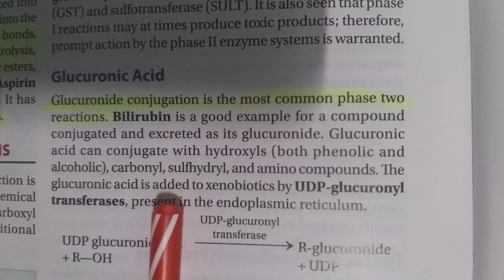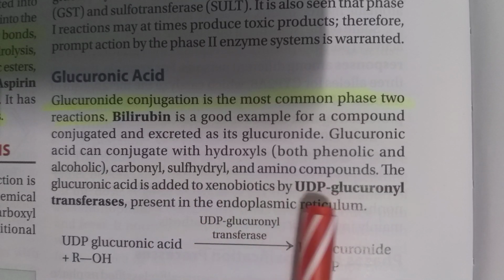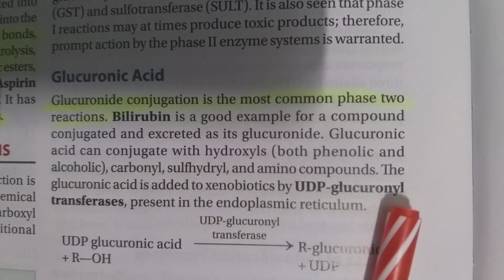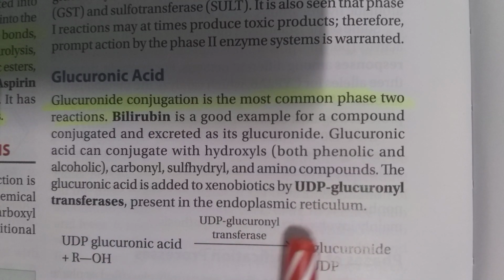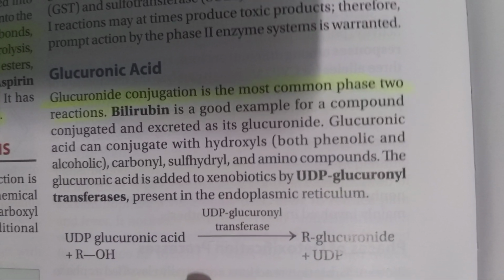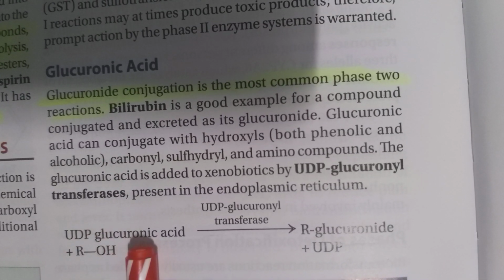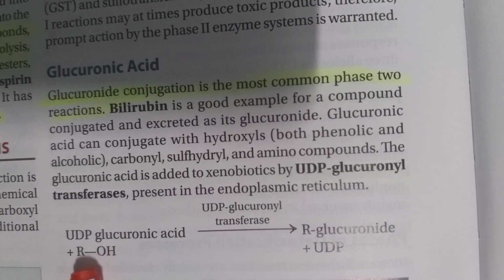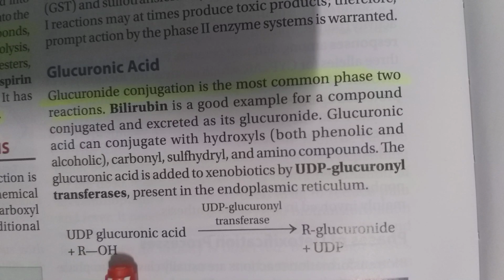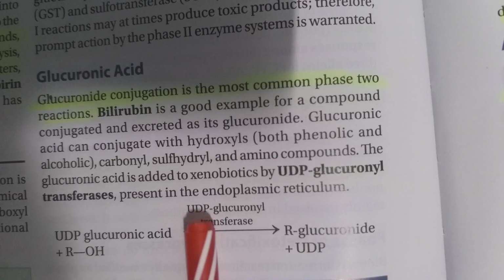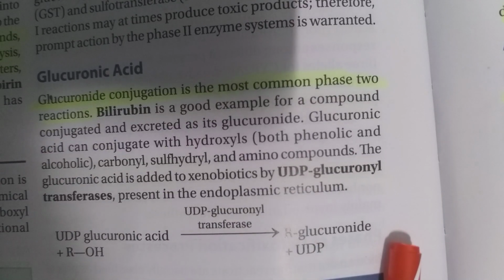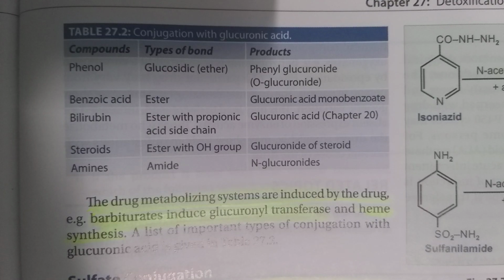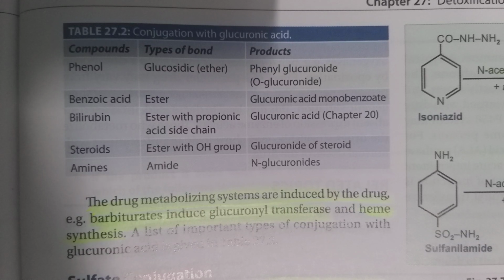Now the glucuronic acid is added to xenobiotics with the help of the enzyme UDP glucuronyl transferases, which are present in the endoplasmic reticulum. And here you can see the reaction, that is, UDP glucuronic acid will be reacting with a compound with a hydroxyl group. So the enzyme is UDP glucuronyl transferase and you get the R glucuronide. Here you can see the list of conjugation reactions with glucuronic acid.